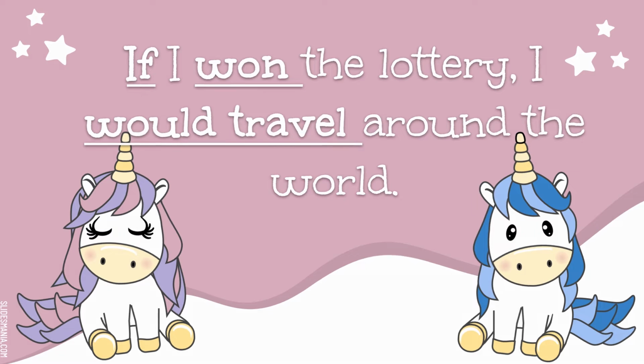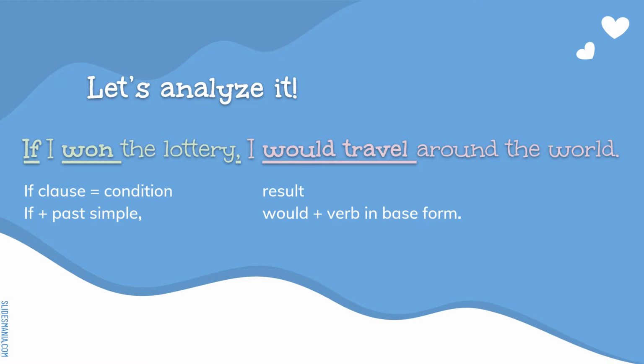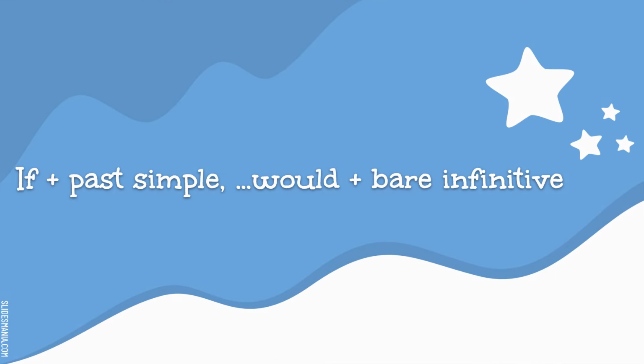So let's take a look at how it is formed. In the first part, if I won the lottery, you have the if clause, which is called the conditional clause. And you have if plus a past simple, won. Then you have a comma, and you have the second part, which is the result, or it can also be called the main clause. In this part, you have would plus the verb in base form, would travel. So this is how we form the second conditional. If plus past simple, comma, and then would plus bare infinitive.